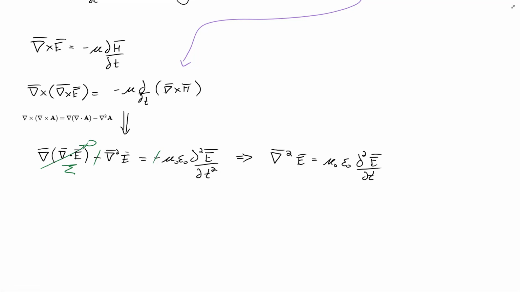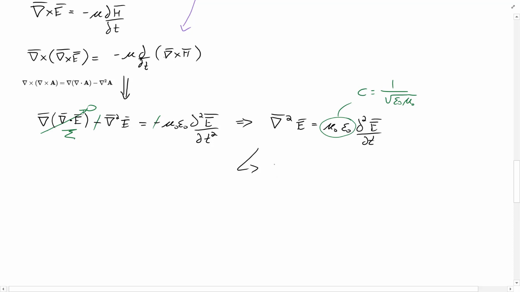Finally, one more simplification just with our permittivities and permeabilities here. Our speed of light is inversely proportional to the square root of the permittivity and permeabilities.